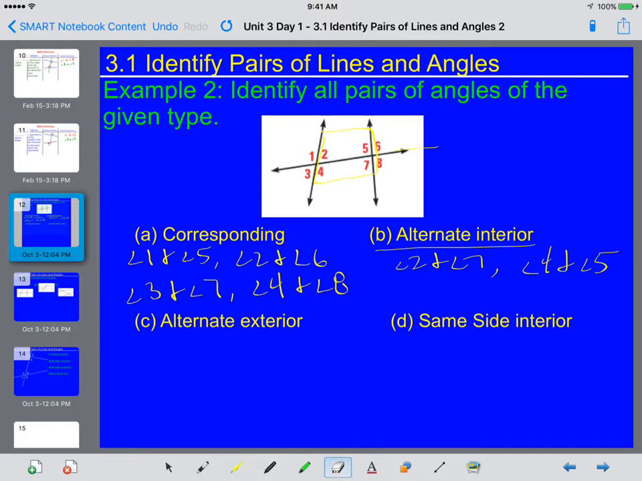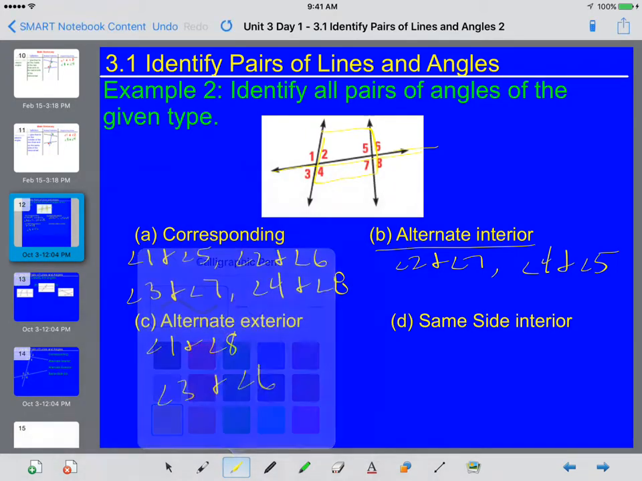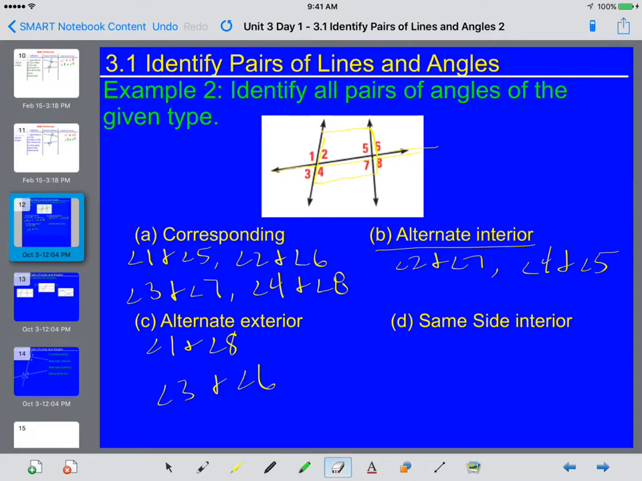Alternate exterior would be outside my yellow box right now. And that have to be on alternating sides of the transversal, so opposite sides of that line down the middle. So angle 1 and angle 8 are alternate exterior. So are angle 3 and angle 6. Same side interior, meaning they have to be part of our inside angles and on the same side. So angle 4 and angle 7, angle 2 and angle 5.